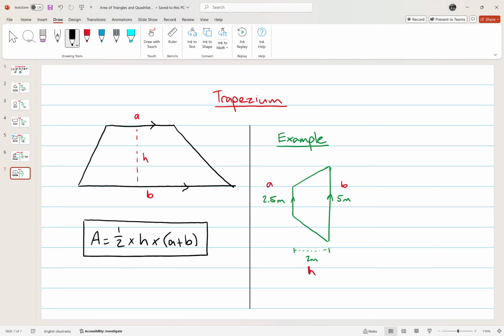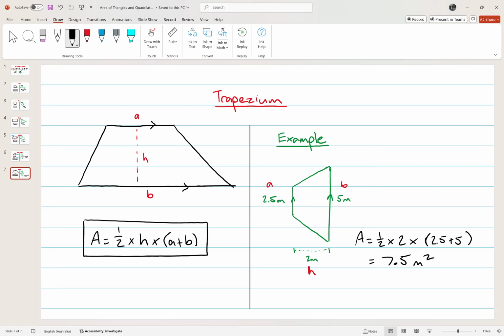So then just putting this into the formula, we have area equals half times 2 times 2.5 plus 5. Making sure we're using those brackets, because then once we put that in, we go half times 2 times in brackets 2.5 plus 5, and make sure you're doing the plus inside the brackets, not times. And then this would be 7.5 meters squared. So that's it.